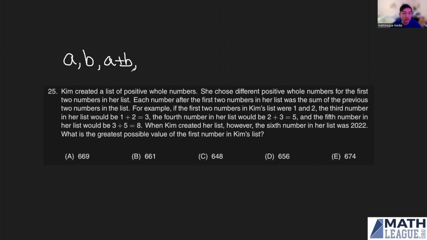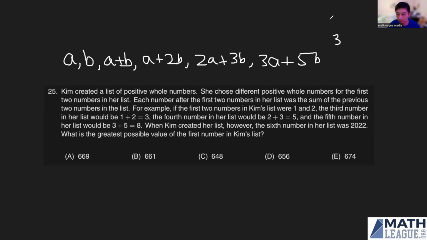And then if we just continue this on, we'll get the fourth one is the sum of the previous two. So it's B plus A plus B. So we can write that as A plus 2B, right? And then if we just continue this process until we get to the sixth value, there's two A's, and then there's three B's for the fifth term. And then if we do the sixth term, we're gonna find there's three A's and five B's.